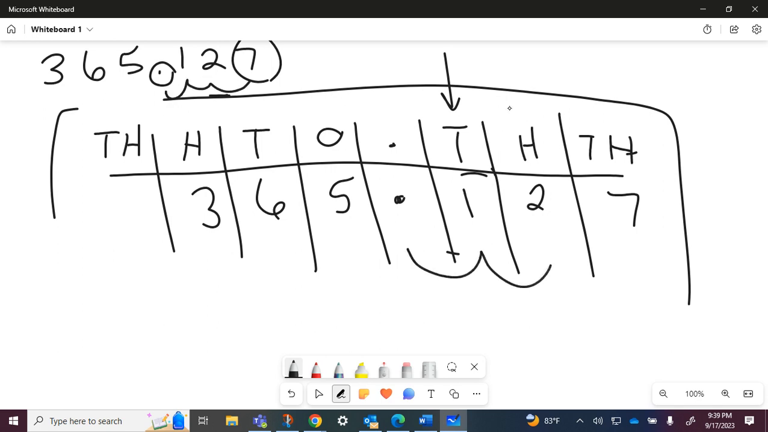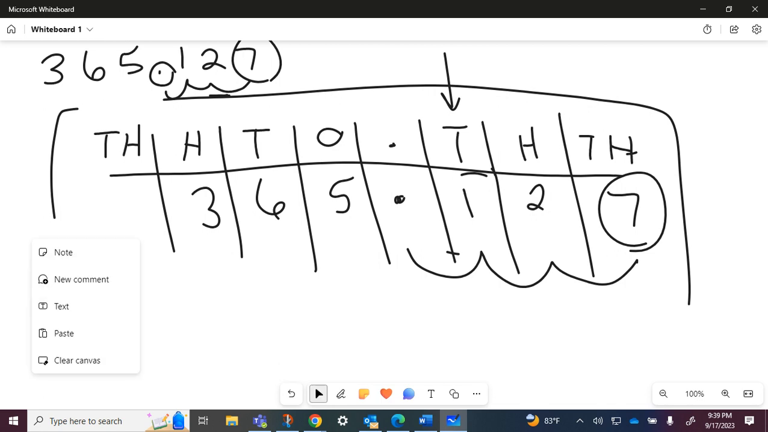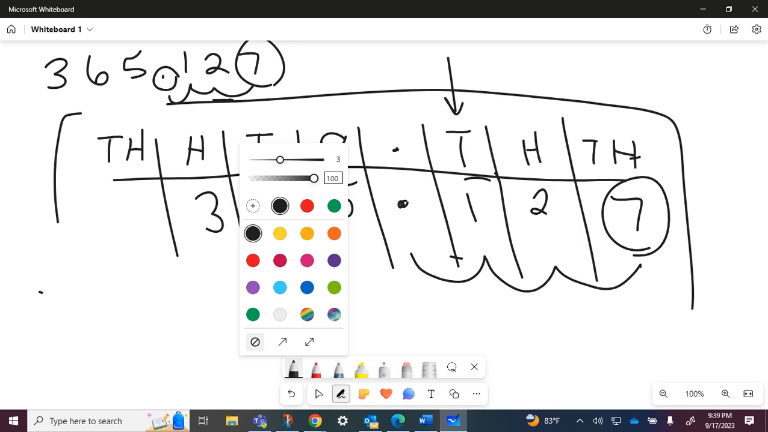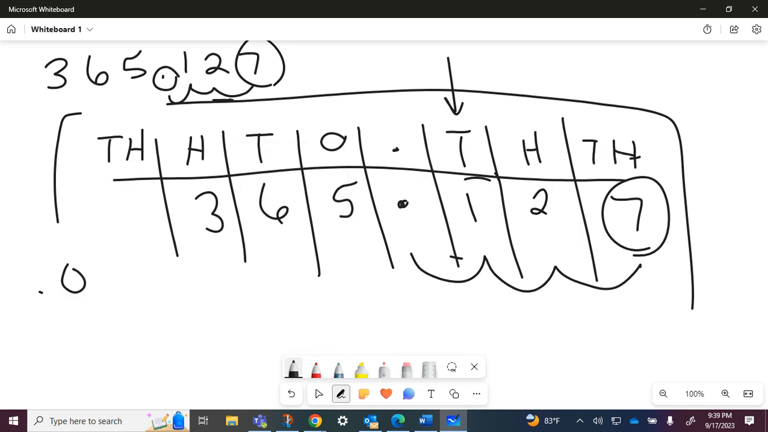So 1, 2, 3 spots over is the 7. So when I go to write this as a decimal, I could put my decimal point, and then I'm going to make my 7 go 3 spots over. So 1, 2, 3.